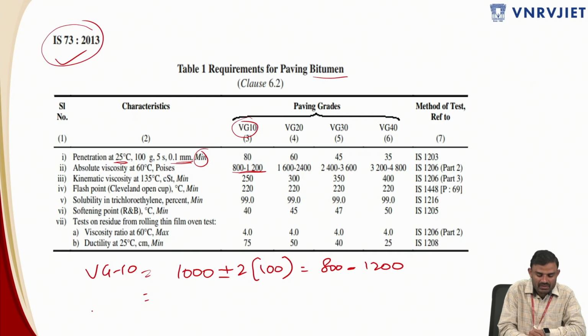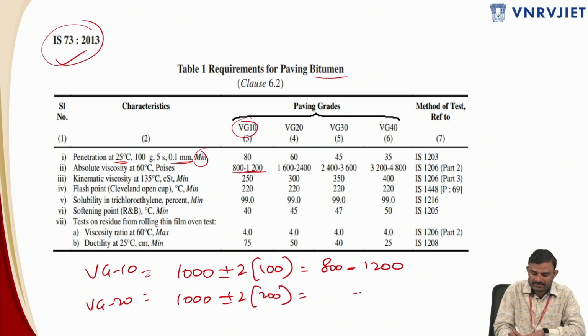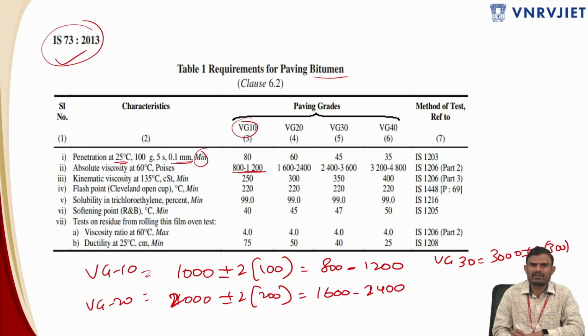This is for VG10, followed by VG20. It is 2000 plus or minus 2 into 200, so you get 2400 on the higher side and 2000 minus 400, which is 1600. Similarly, VG30 is 3000 plus or minus 2 into 300. You can work out VG40 also: it is 4000 plus or minus 2 into 400, so you get 3200 to 4800.